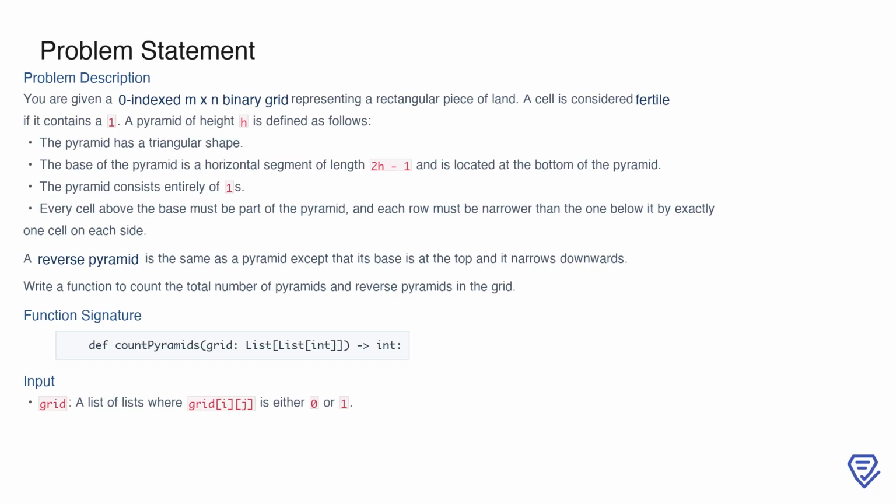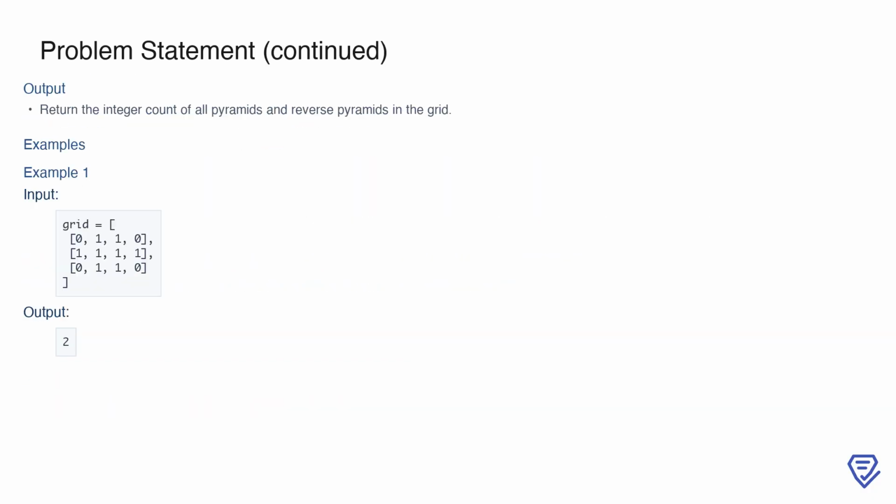The base has a length of 2h+1, where h is the height of the pyramid. Every row above the base must be narrower than the row below it, shrinking by one cell on each side. Similarly, a reverse pyramid has the same structure but is inverted, with its base at the top and apex at the bottom. The goal is to write a function that returns the total count of both pyramids and reverse pyramids in the grid. The output of the function is a single integer, which is the total number of pyramids and reverse pyramids present in the grid.